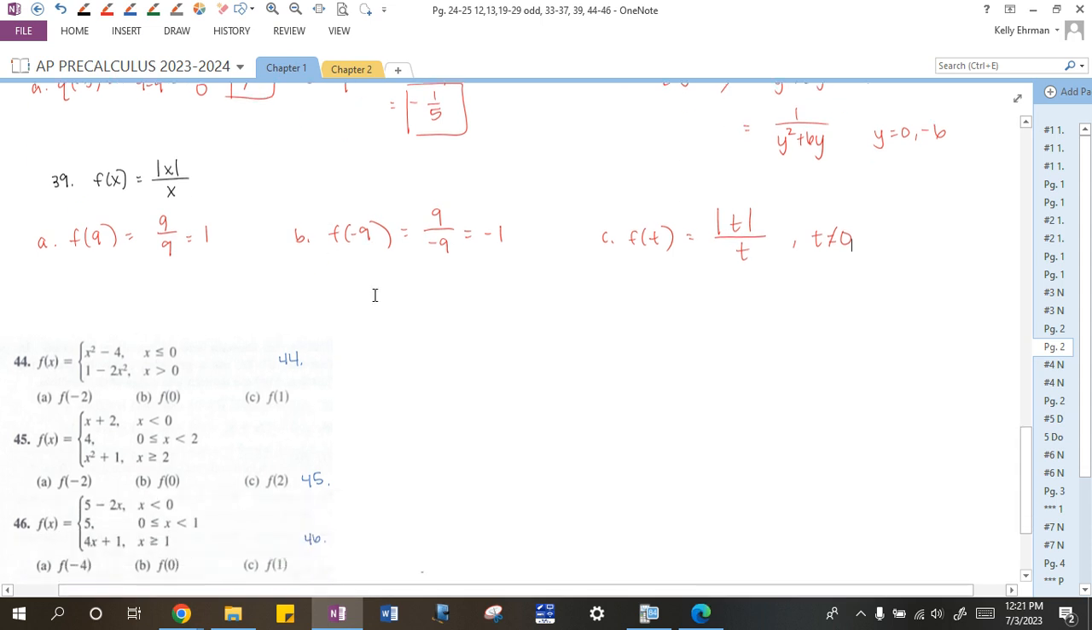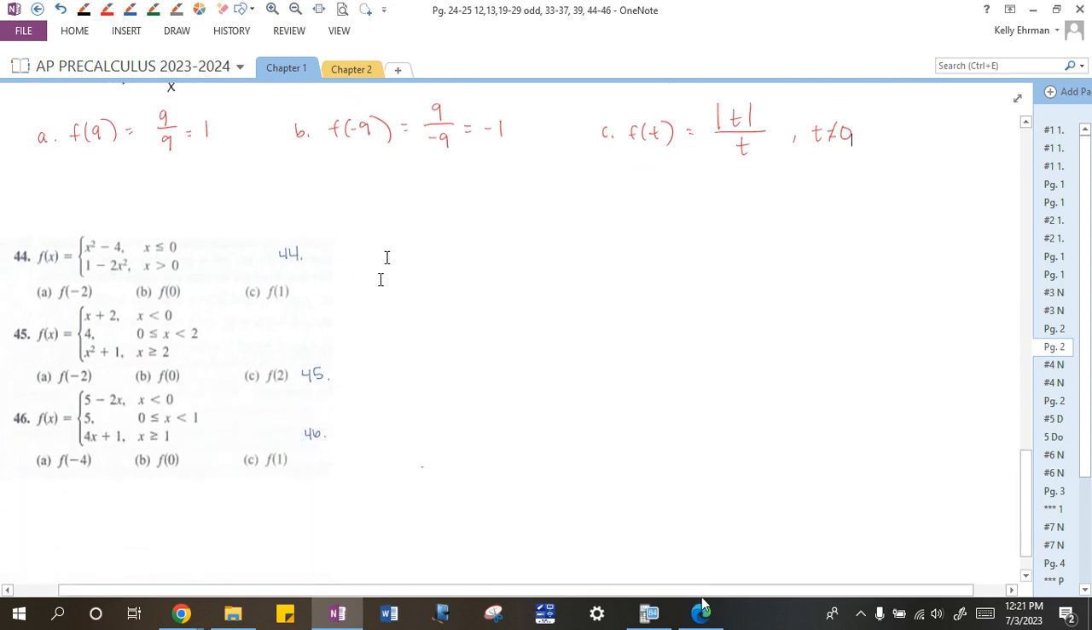Okay, here are some piecewise functions that we're evaluating. So remember, you pick the correct piece based on the domain. So if I want f of negative 2, I need to be on the top piece. This is for x values less than or equal to 0. So square negative 2, you get 4 minus 4, so that's 0.